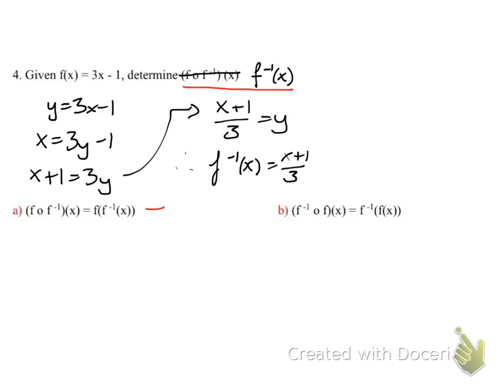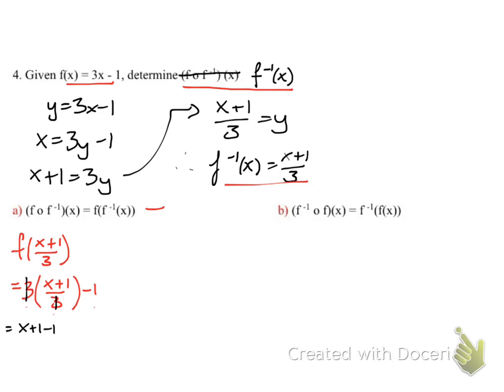So here we want to do a little bit of composition. So f of f inverse. That means the inside function is f inverse, which is here, and the outside function is 3 times that minus 1, so 3x minus 1. And now let's simplify and see where that gets us. So the 3's cancel out and we get x plus 1 minus 1, which is x.